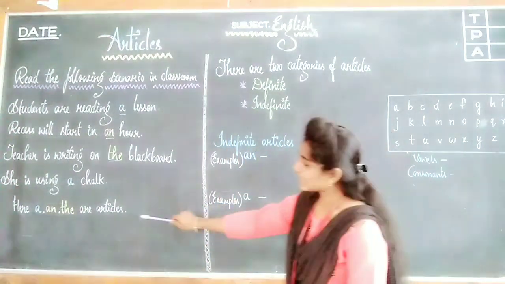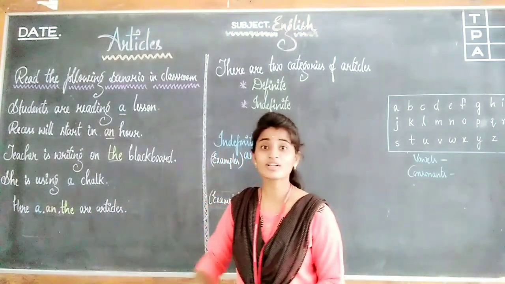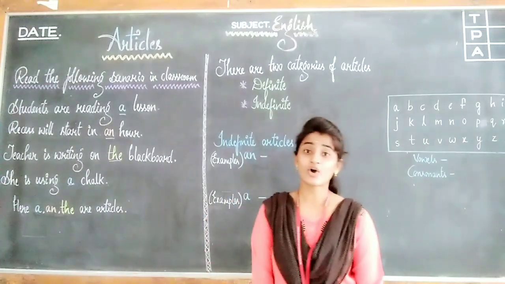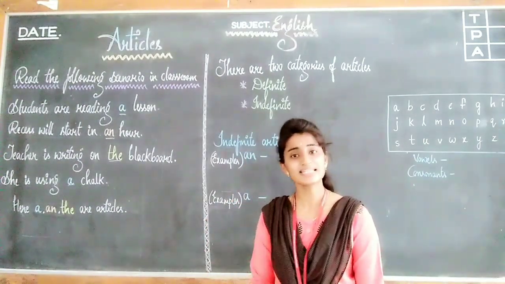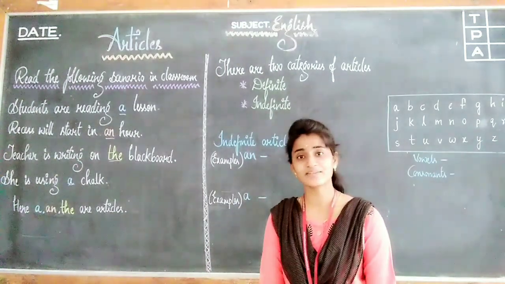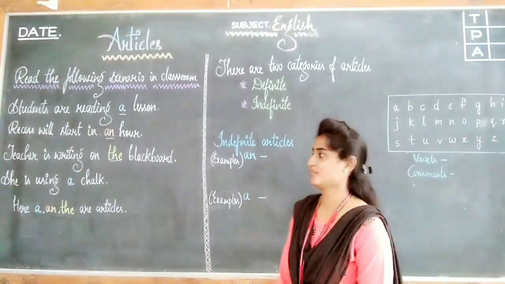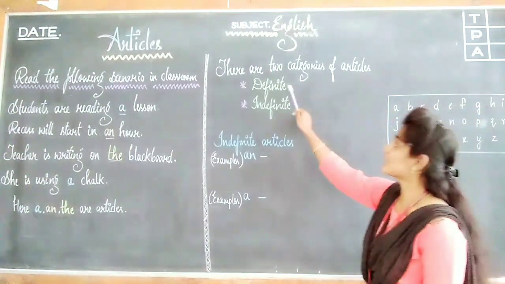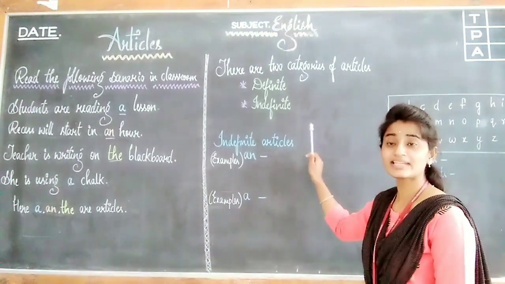So among these, we have written 3. We got 3 here, so 3 articles. Among these we got definite and indefinite articles. Which among these is definite and indefinite, we are going to see now. So there are 2 categories of articles, that is definite and indefinite articles.